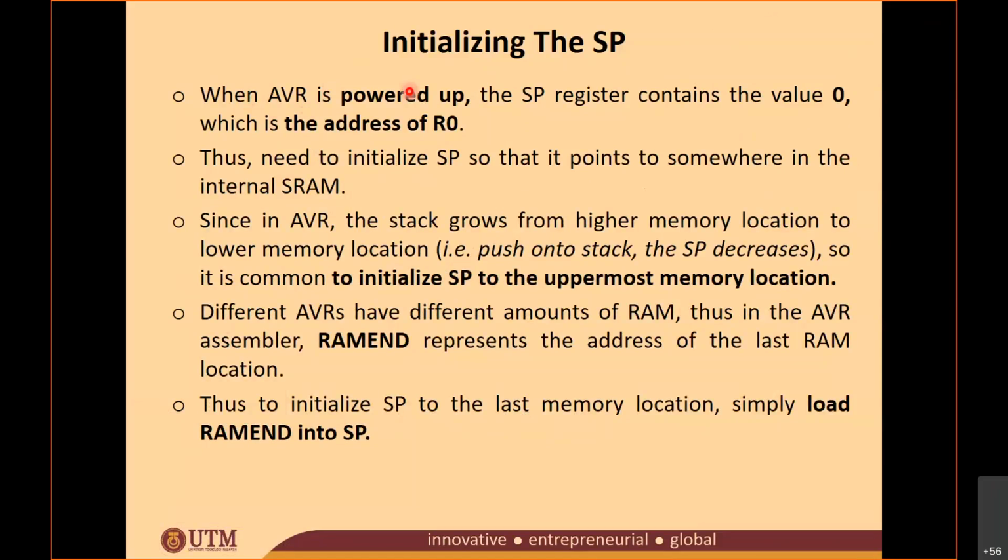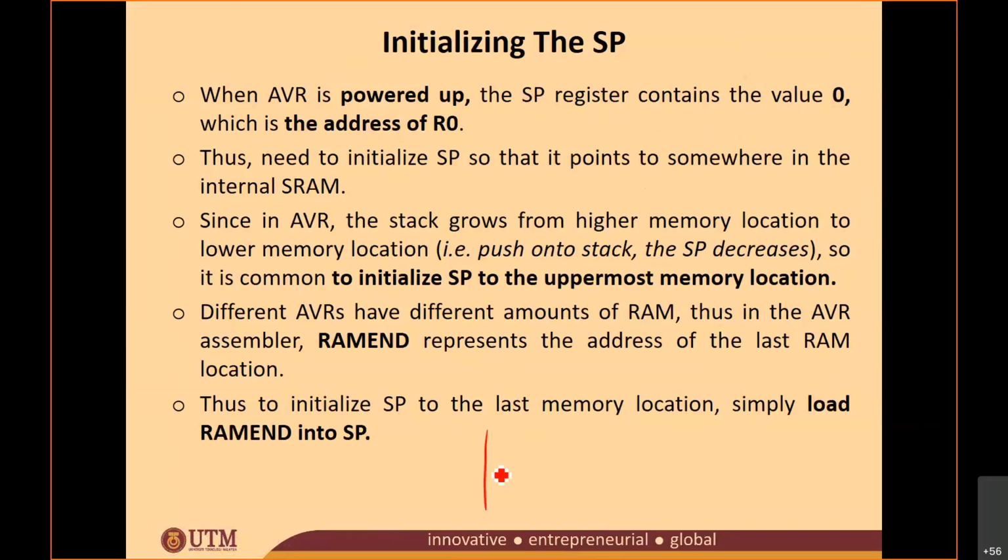Whenever the AVR is powered up, the stack pointer register contains the value 0. Every time you power up your microprocessor, all the values inside the IO registers, regardless of the stack pointer, like PORTB, PORTC, DDRB, DDRC, all have value 0. When SP has value 0, it will point to the address of R0. Why R0? If you recall back, let me give an example.